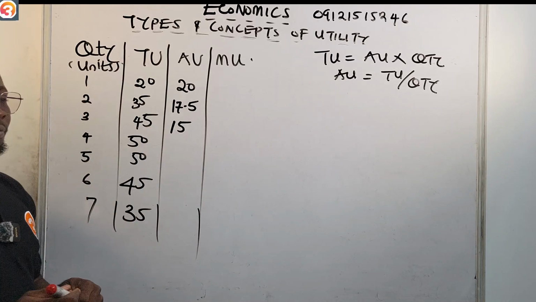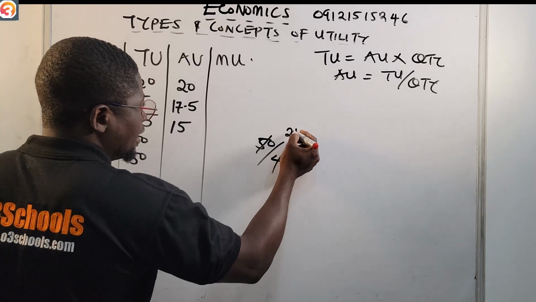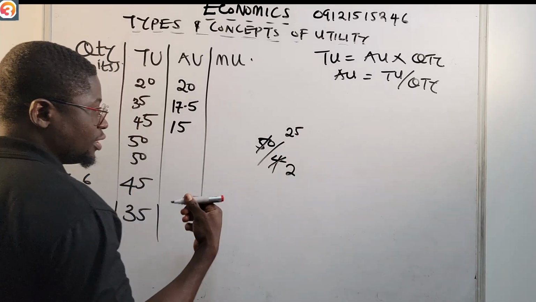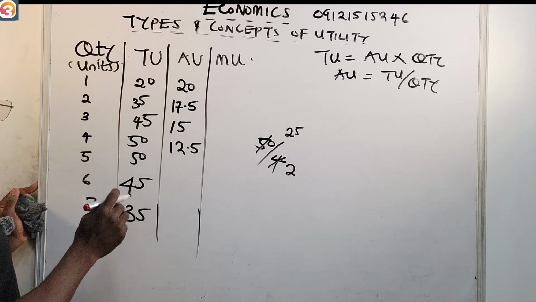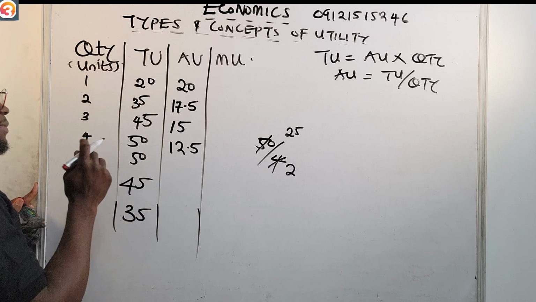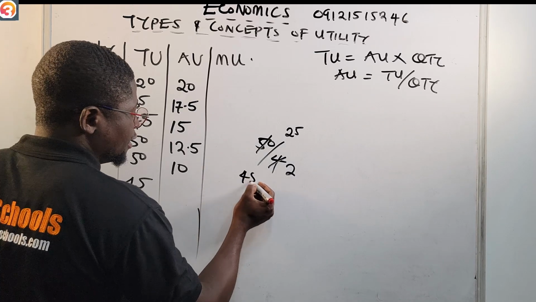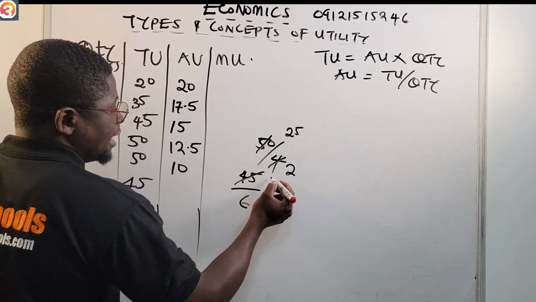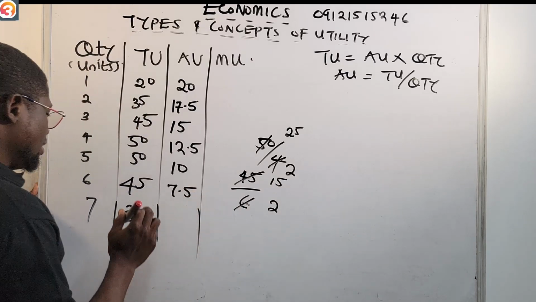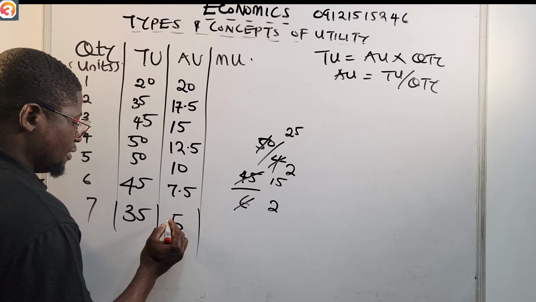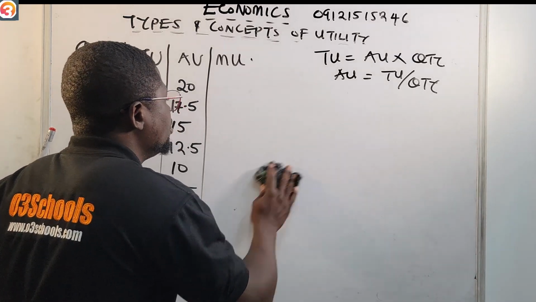50 divided by 4 is 12.5. Please use your calculator to be faster. 50 divided by 5 is 10. 45 divided by 6 is 7.5. 35 divided by 7 is 5, because 7 times 5 is 35. Learn your times table and know it in your head. It is very useful.